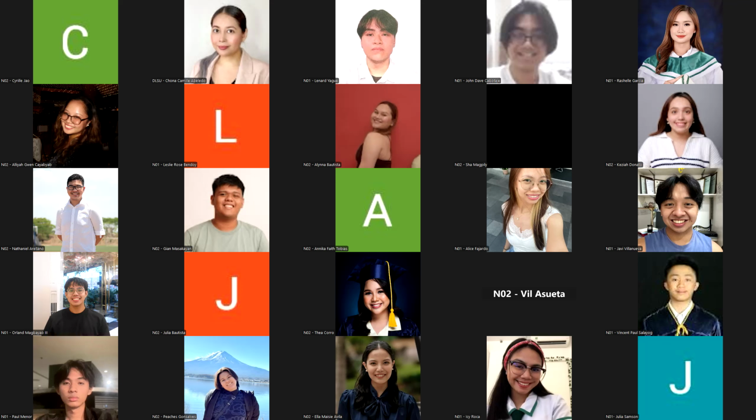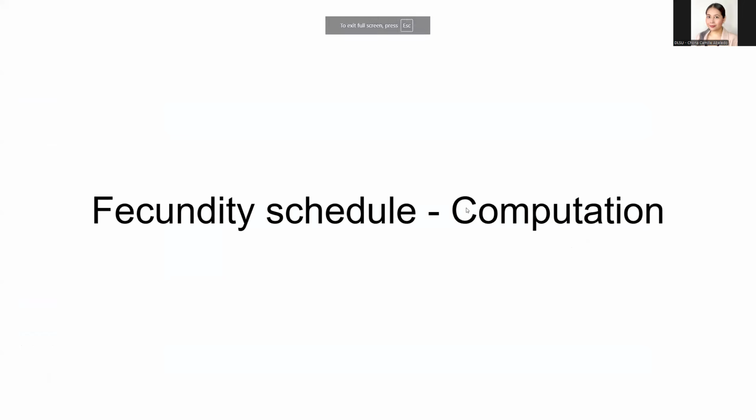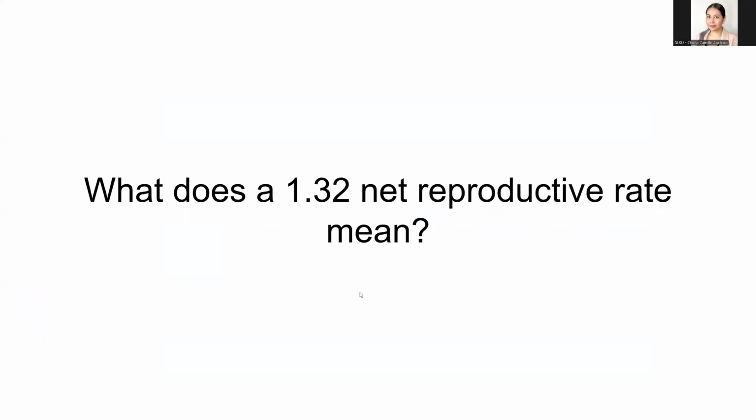But let's go back to our discussion for today and how fecundity schedules can affect life tables. So now that you know how to compute for net reproductive rate, my next question for 3 people in class is, if you get a net reproductive rate of 1.32, what does it mean for that population? So ano ang implications niya? Sharmil, go ahead.